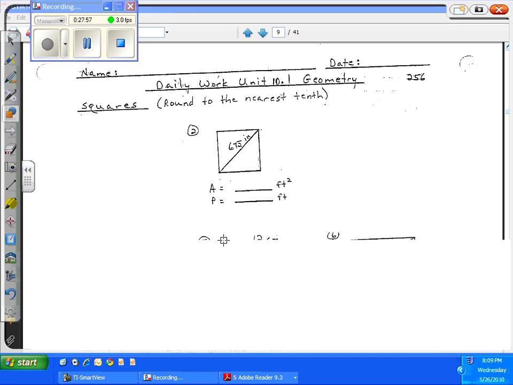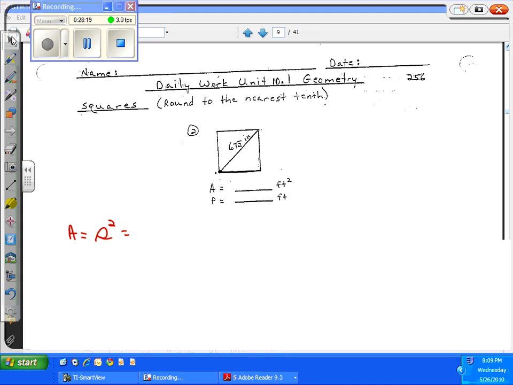Just try to focus on the one we got. Get some of this other stuff out of the way. We want the area in square feet and the perimeter in square feet. Now, the formula for area of a square is side squared. So I need a side, but I don't have a side.